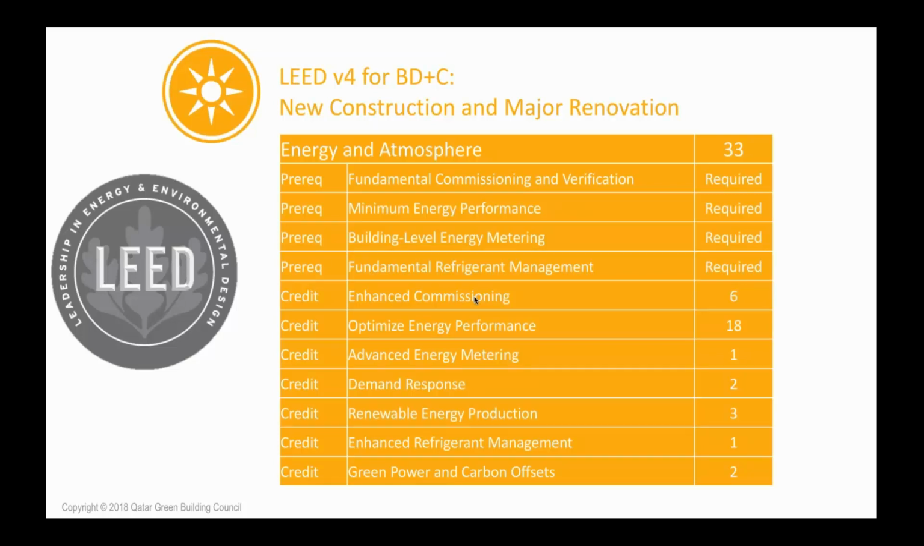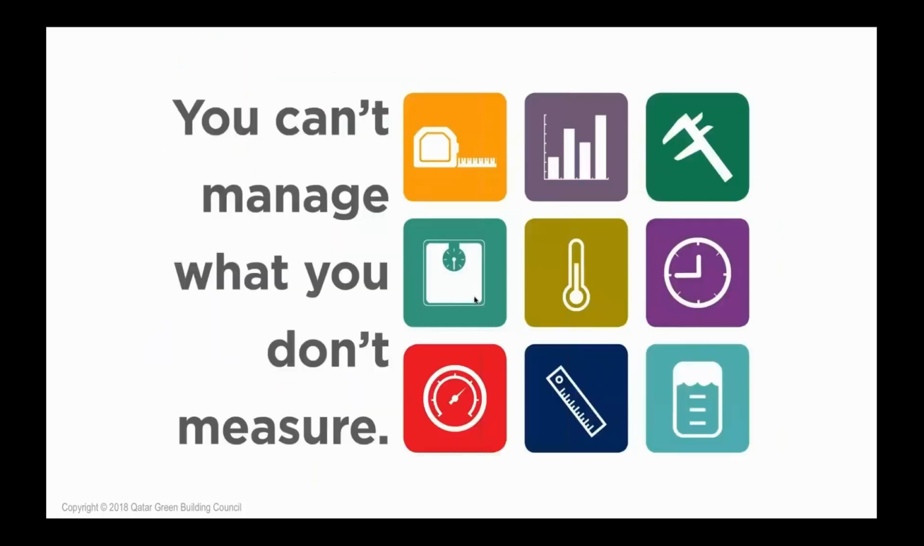To take it further, if we look at what kind of topics are covered, for example in LEED version 4 for new construction, we will find several topics: commissioning, energy performance, refrigerant management, optimizing energy, metering, demand response, renewable energy production, green power and carbon offset, and so on. To group these topics together, we first need to highlight that you can't manage what you don't measure. Regardless of the strategies you implement or design principles you want to deal with, you need to be able to measure them.